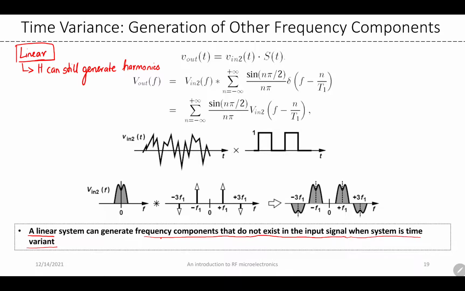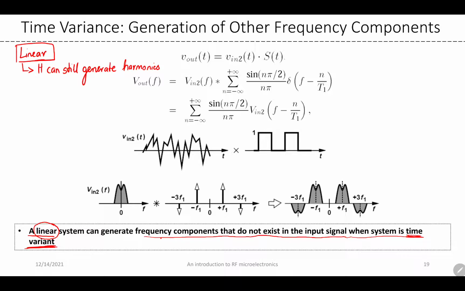Okay, a linear system. So this is important. Normally when we talk about distortions, when we talk about harmonics being generated, we talk about nonlinear systems. But even a linear system can generate harmonics as long as it is time variant. This is an important point which I want you to remember for the rest of this course.